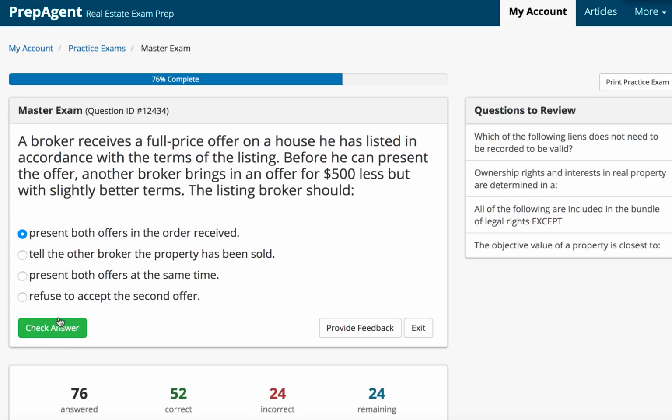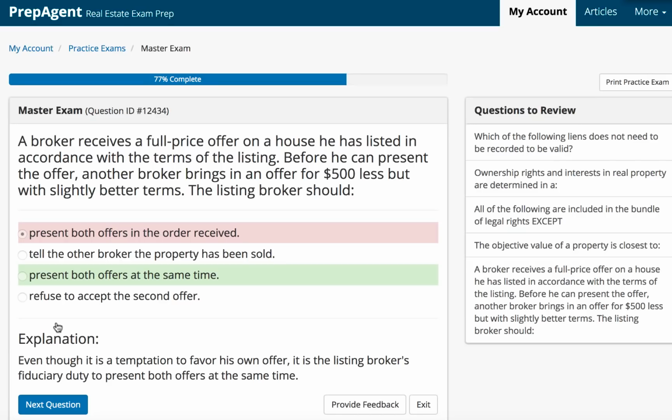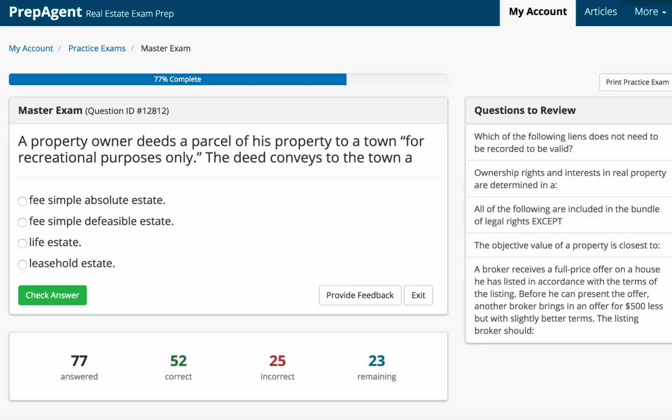I feel like this is a trick question. Yeah, at the same time. Before he can present the offer, another broker brings in the offer. Okay, so that's before you presented it.